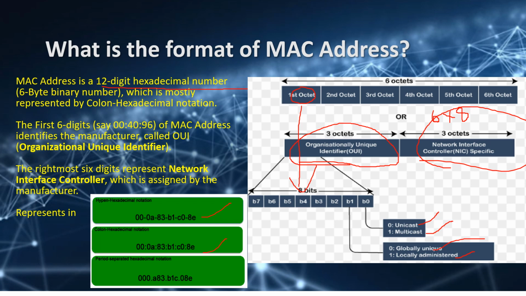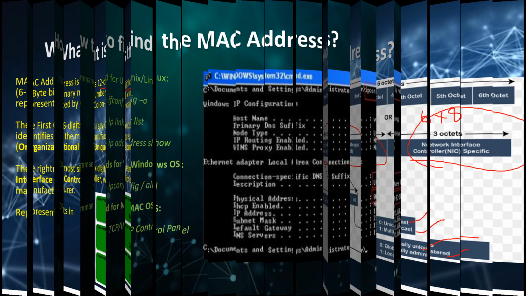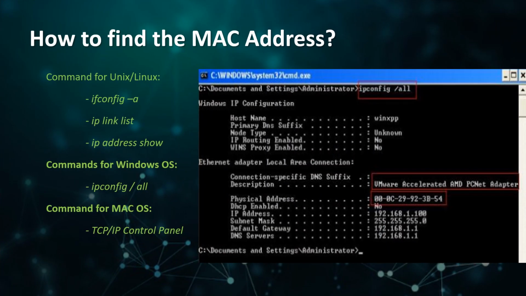And let's see how to find the MAC address in our systems. This is the command that we use to find the MAC address in Unix and Linux: ifconfig. If you use ifconfig, you will get the details of the MAC address and IP address of this PC. For Windows, you can use ipconfig or ipconfig /all. For Mac, TCP/IP control panel. And this is a simple example of where to find the IP address in our PCs. This is Windows. We have used ipconfig /all, and you will get the Ethernet adapter, local area connection IP address details.